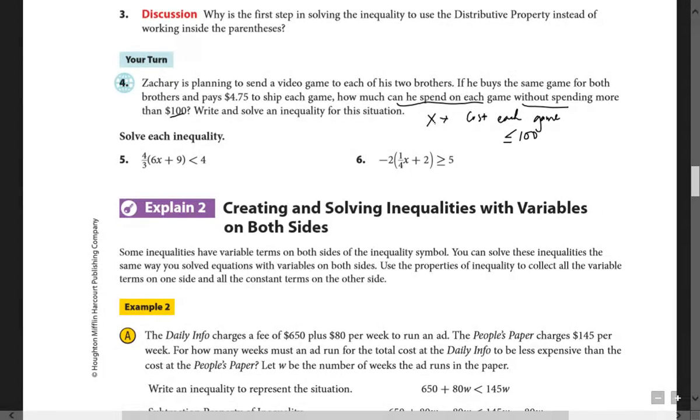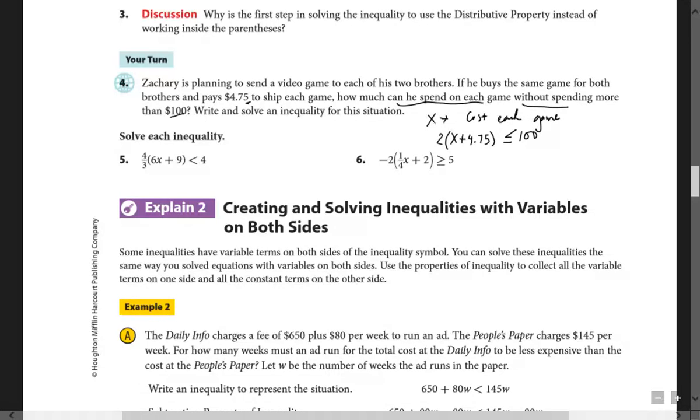And then how much is the game? We don't know how much is the game, that is x. But then there is a shipping fee of how much? 4.75. So you add 4.75. But then also, how many games did Zachary buy? Because he has two brothers, he's going to send a video game to each of his two brothers. So multiply by 2. Okay? So this is the inequality.